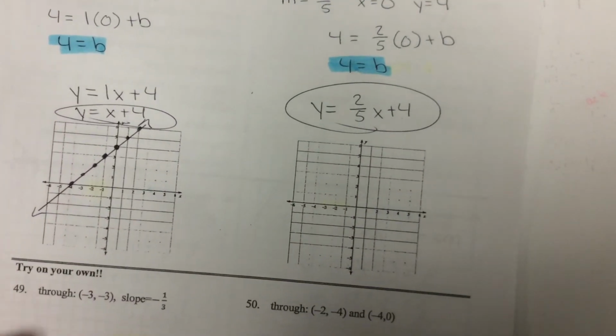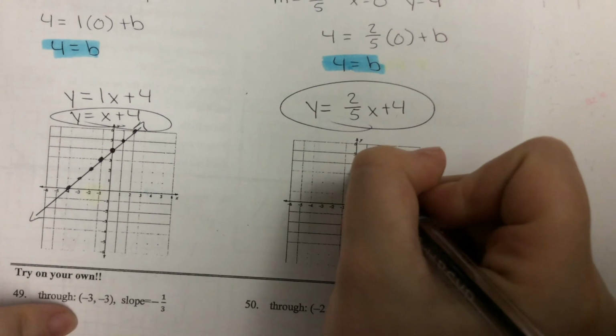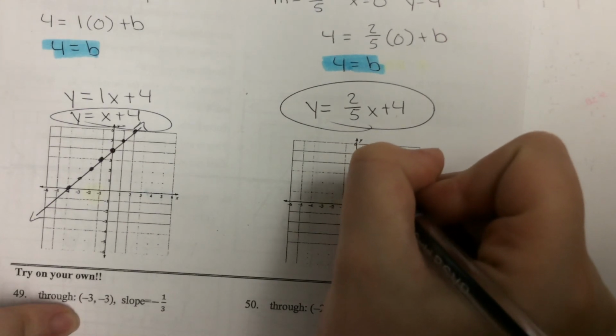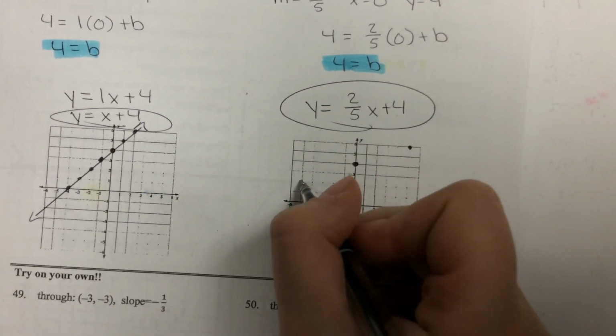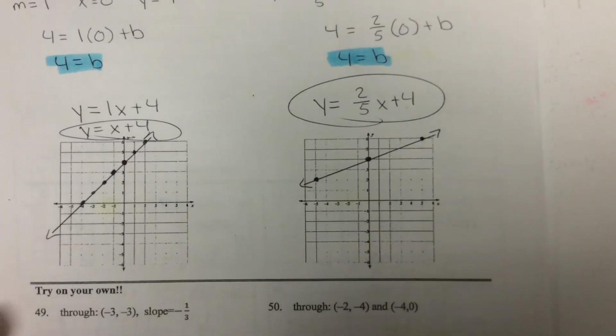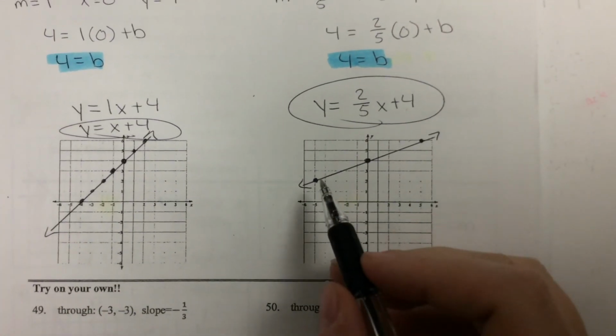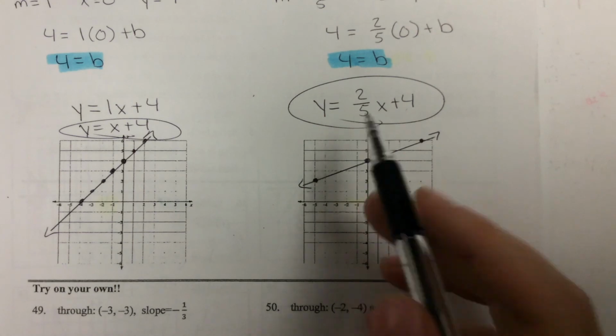Let's go ahead and graph. Try that on your own also one last time. Start at +4. Okay, here's the graph of our line. Realize that it is an uphill line because this is a positive slope.